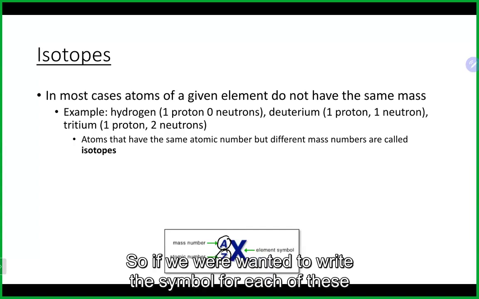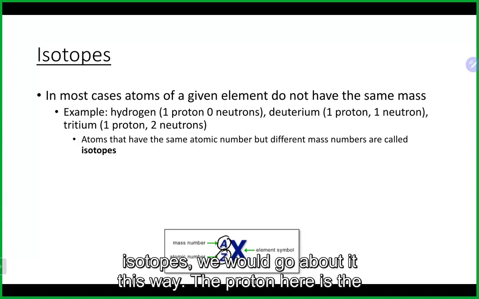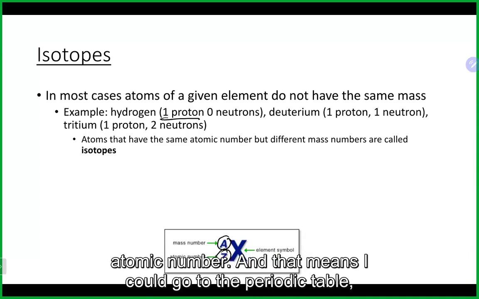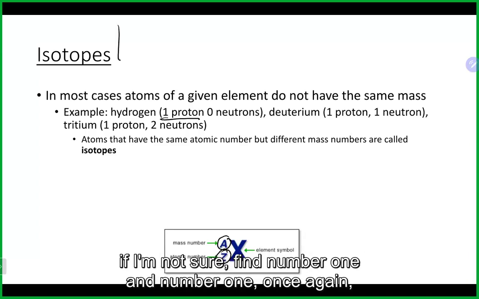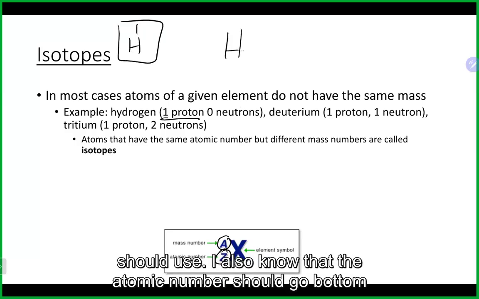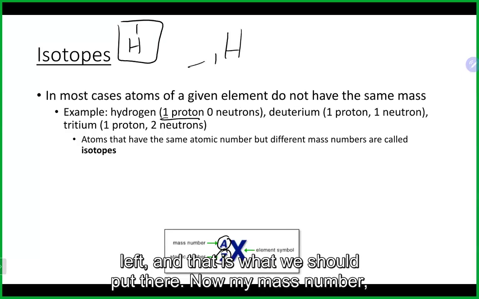If we wanted to write the symbol for each of these isotopes, we would go about it this way. The proton number here is the most important thing, because that is basically the atomic number. That means I could go to the periodic table if I'm not sure, and find number one. Number one, once again, will say hydrogen, and that is the symbol that you should use. I also know that the atomic number should go bottom left, and that is what we should put there.